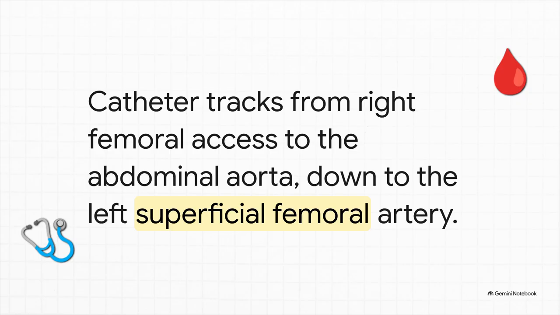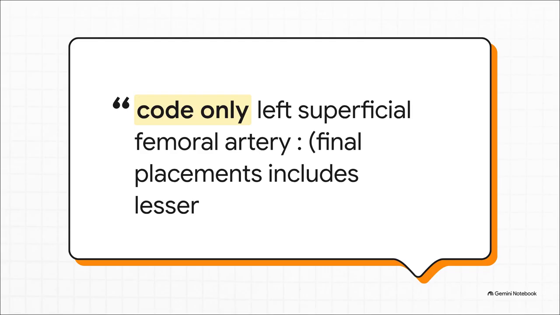Do you see the journey there? We started at an access point, established our main base trunk, and selectively navigated down through specific hierarchical branches until we hit our target destination. So you might be wondering, why did we just trace that entire path? Well, because of an absolutely crucial coding rule. We code only the final placement. In this specific case, that's the left superficial femoral artery. That final code inherently includes all the lesser first-order selections that it took to get there.